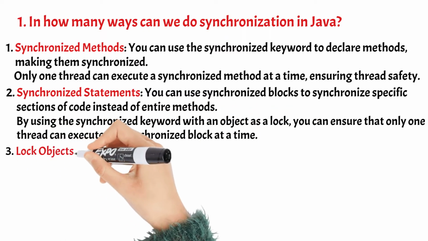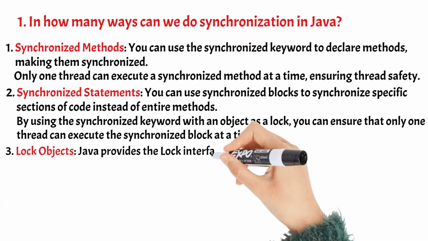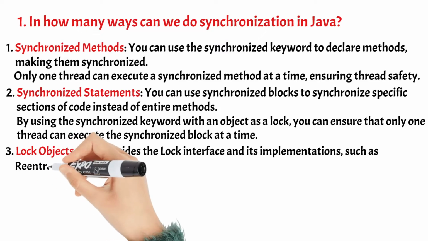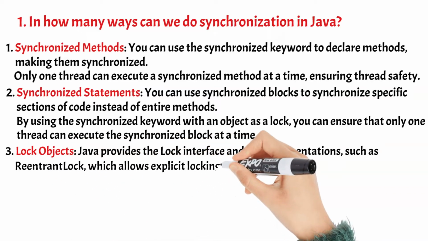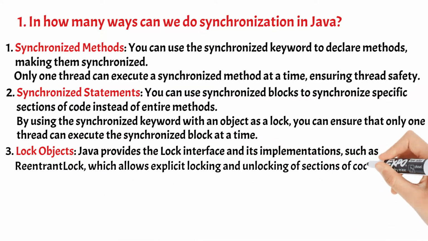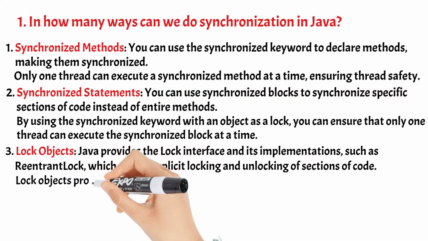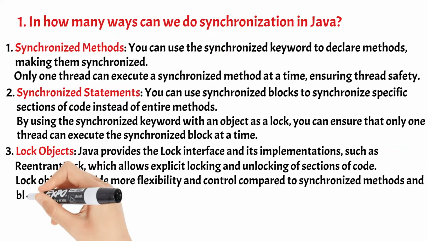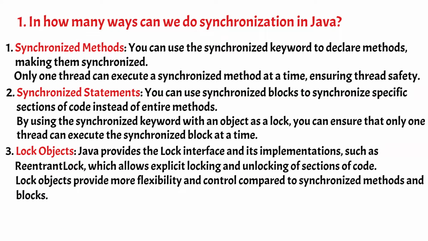3. Lock objects. Java provides the Lock interface and its implementations, such as ReentrantLock, which allows explicit locking and unlocking of sections of code. Lock objects provide more flexibility and control compared to synchronized methods and blocks.